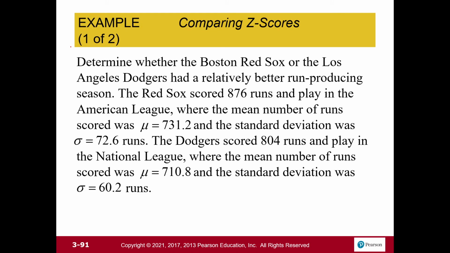So here it says determine whether the Boston Red Sox or the LA Dodgers had relatively better run producing seasons. The Red Sox scored 876 runs and play in the American League, where the mean number of runs scored was mu equals 731.2, and the standard deviation was 72.6 runs. The Dodgers scored 804 runs and play in the National League, where the mean number of runs scored was mu equals 710.8, and the standard deviation was 60.2.